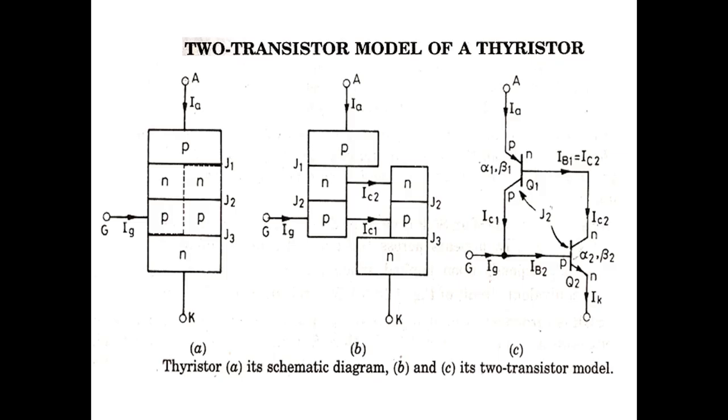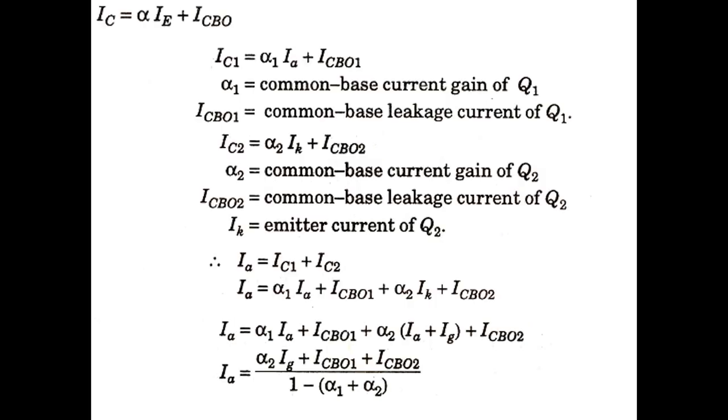So that is, by using Kirchhoff's current law, we can write Ia is equal to IC1 plus IC2. On substituting the above two expressions for IC1 and IC2, we get alpha 1 into Ia plus ICB01, plus alpha 2 into Ik plus ICB02. From this we can rearrange some terms so that Ia is equal to alpha 1 into Ia plus ICB01 plus alpha 2 into Ik, where the cathode current can be written as Ia plus Ig.